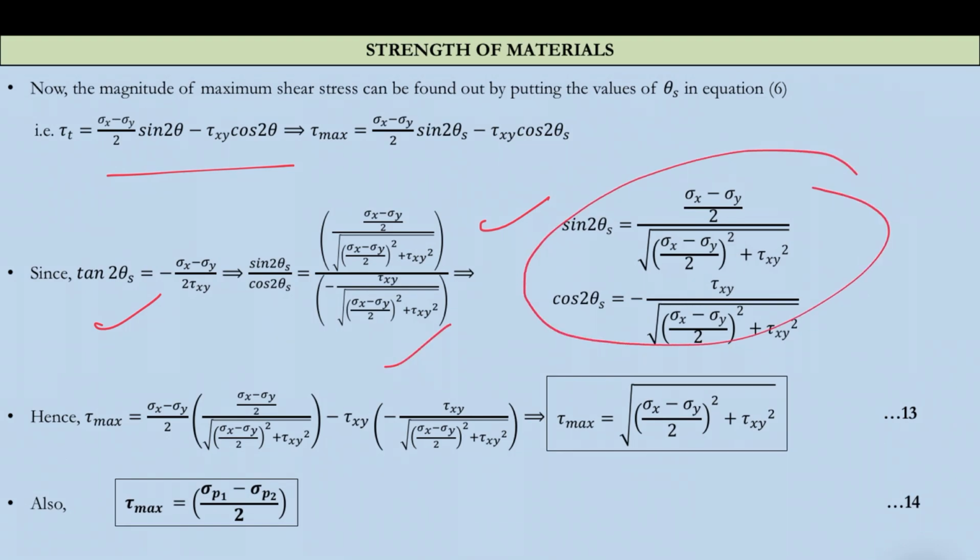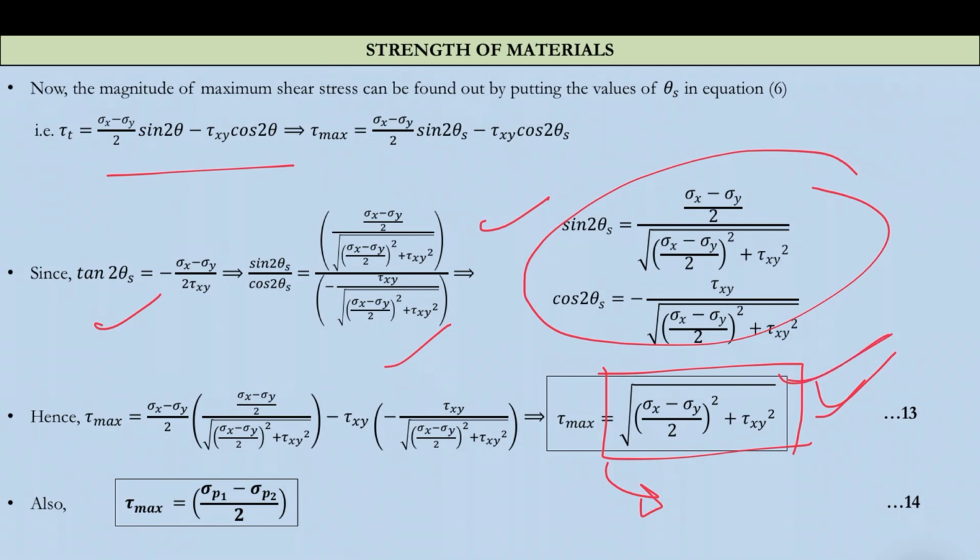We will put the values, and finally we get tau max is equal to the square root of ((sigma x minus sigma y) by 2) whole square plus tau xy whole square. If you observe this term, it is equal to (sigma p1 minus sigma p2) by 2, which we have calculated in the previous lecture. Just go through that slide and you will see this equation has already been calculated.